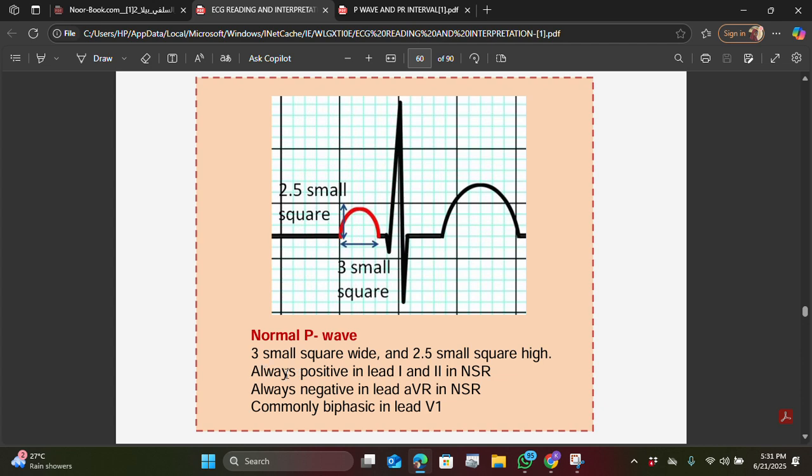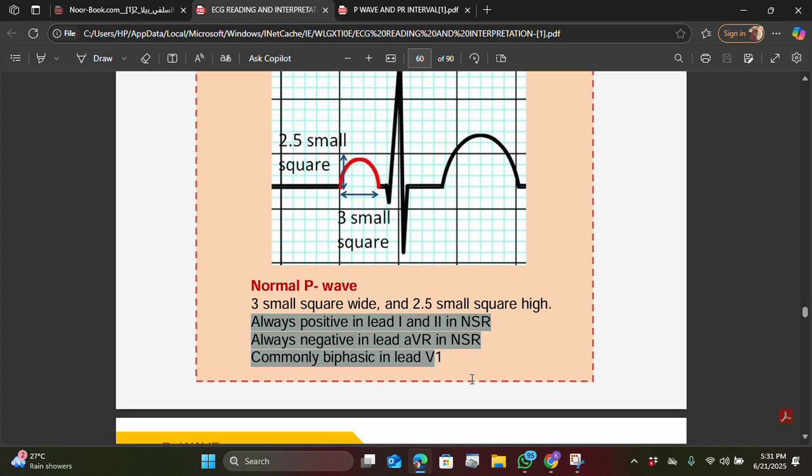I also told you before that P wave is always positive in lead 1 and 2 in NSR, which means normal sinus rhythm. So P wave is always positive in lead 1 and 2 in normal sinus rhythm. It's usually negative in aVR and biphasic in V1. Okay. So now, as I said before, the normal P wave is three small squares wide and 2.5 small squares tall.